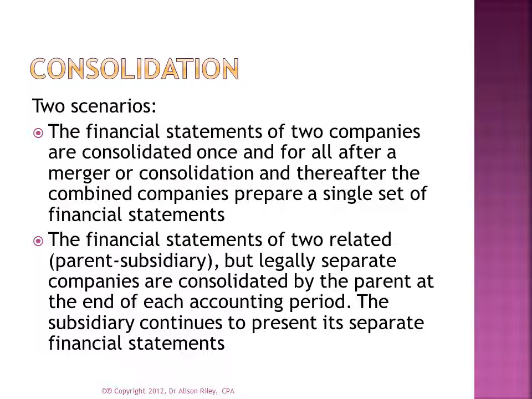The second consolidation scenario occurs when one company acquires most or all of a second company, and both companies continue to maintain their separate identities. The acquiring company is referred to as the parent company, and the acquired company is referred to as the subsidiary company. In this case, the separate financial statements of the parent and subsidiary are consolidated every year by the parent, and the subsidiary continues to present its separate statements. Do be aware also that it is possible for a parent company to have one or more subsidiaries.